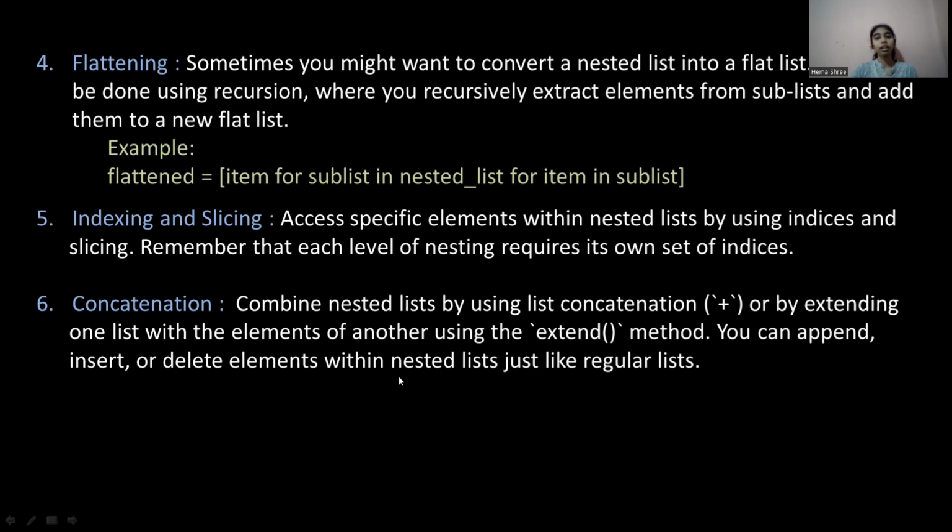Fifth is indexing and slicing. Access specific elements within a nested list by using index and slicing. Remember that each level of nesting requires its own set of indices. Sixth is concatenation. Combine nested lists by using list concatenation with the plus operator, or by extending one list with the elements of another list using the extend method. You can append, insert, or delete elements within the nested list just like a regular list.